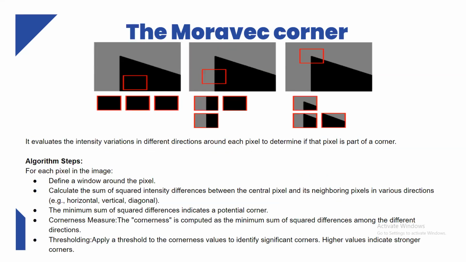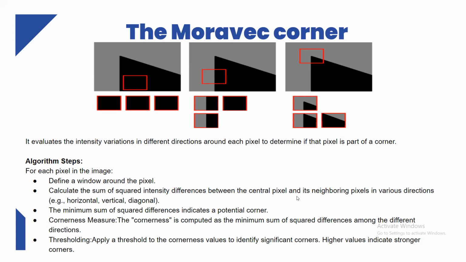Now, there are many methods used for corner detection. The first one is the Moravec corner detector. In this one, you have a window, and to this window you calculate the squared intensity difference between the central pixel and its neighbors in all directions: vertical, horizontal, and diagonal. Then from there you get the minimum sum of squared differences.